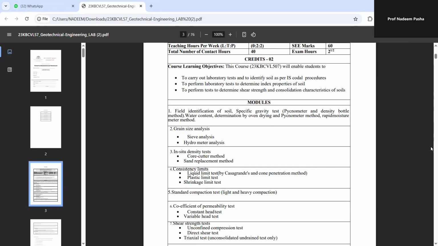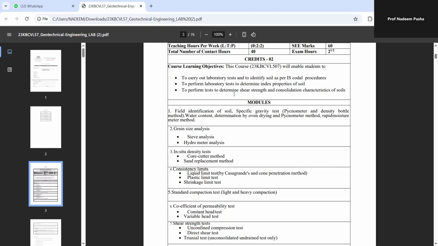So normally it is a course in the fifth semester in most of the universities, and credits allotted for it is two. So what are the course objectives of this lab? To carry out laboratory tests and to identify soil as per IS codal provisions, to perform laboratory tests to determine index property of soil, and also to perform tests to determine shear strength and consolidation characteristic of soil.